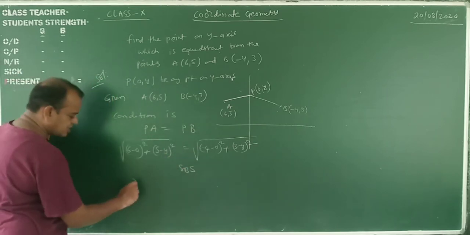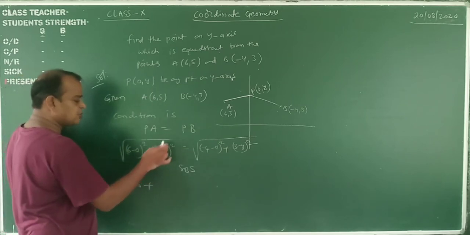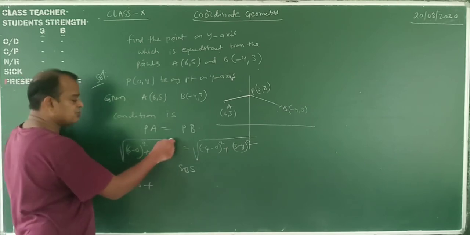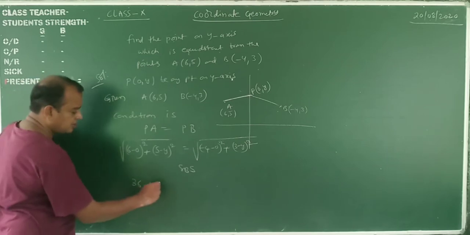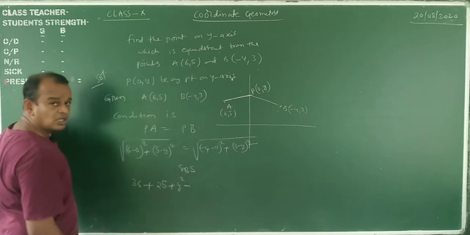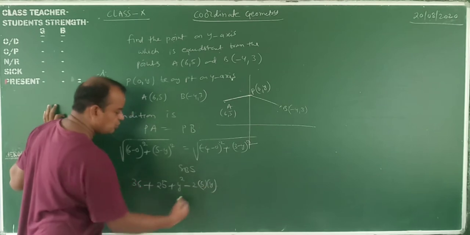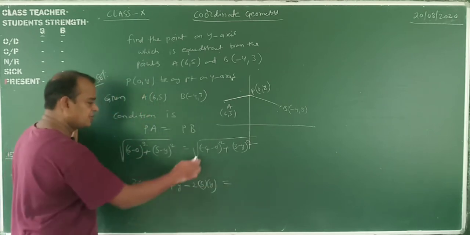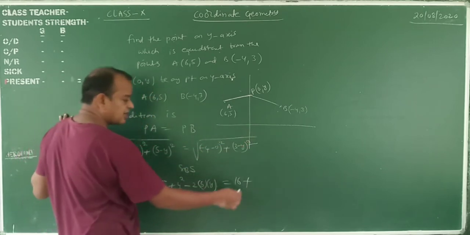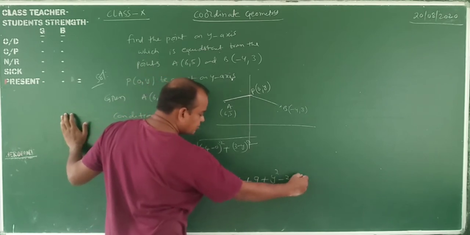6 square means 36, plus (5 minus y) whole square. What is the formula of (a minus b) whole square? a square minus 2ab plus b square: 25 plus y square minus 2 into 5 into y. This is equal to (minus 4) whole square, which is 16, plus (3 minus y) whole square, again the a minus b whole square formula: 9 plus y square minus 2 into 3 into y.